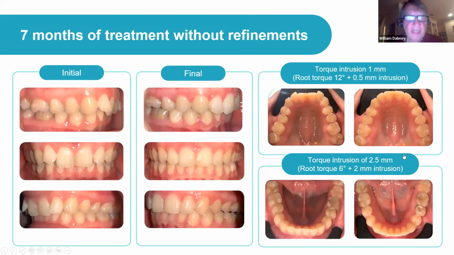If I'm not mistaken, I think this is one of my cases that we treated, this young lady, in 7 months, just by intrusion of about 1 millimeter. She didn't need a ton, but then we're able to do root torque, which gave you another 0.5 millimeter of intrusion along the way. But this is, like I said, 7 months of treatment without a single refinement. AI is just spectacular.